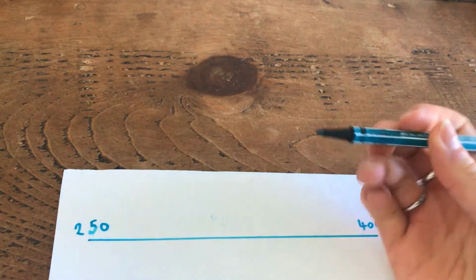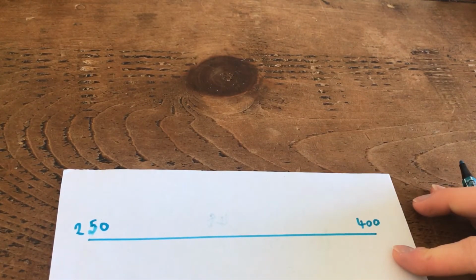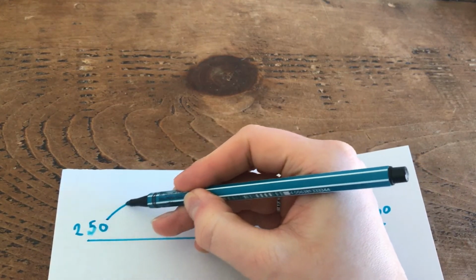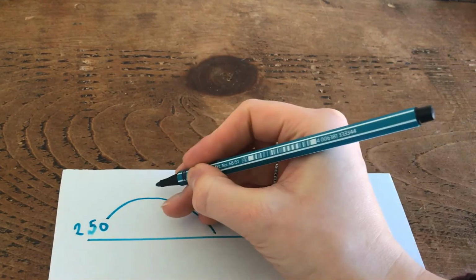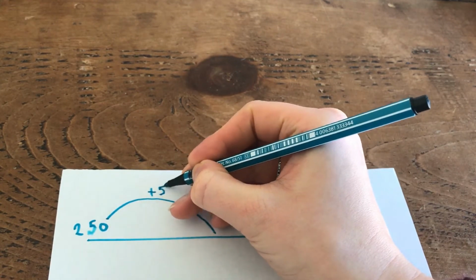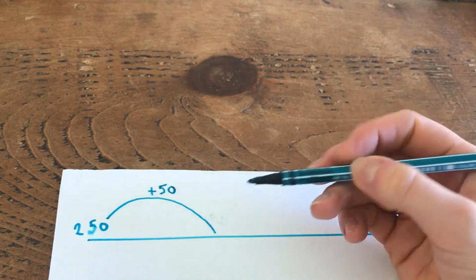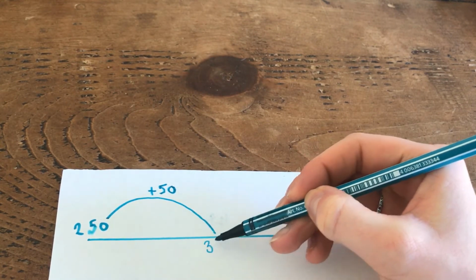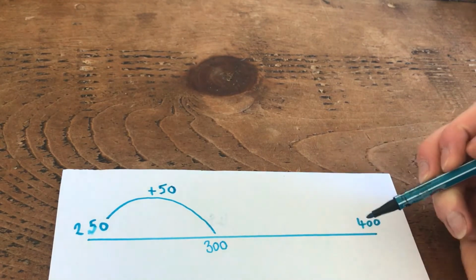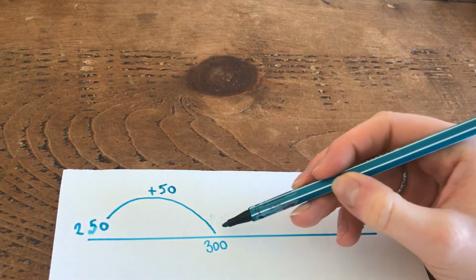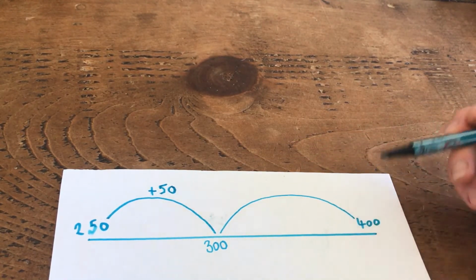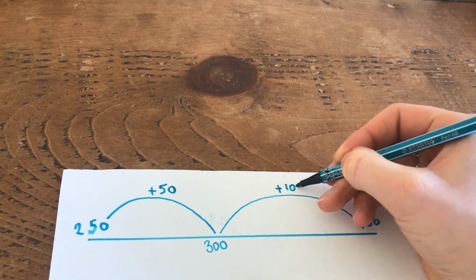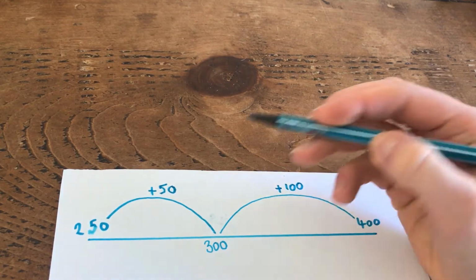So, for example, an obvious one to me would be to do a jump of 50. Okay, so I'm going to add 50. That's going to be one of my boxes. Where does that take me? 300. That's right. And now I need to get up to 400, which is nice and easy. So up we go. That is adding 100. Okay, so I've got 2 chunks here.